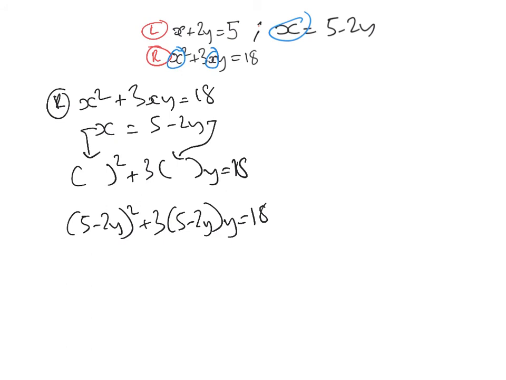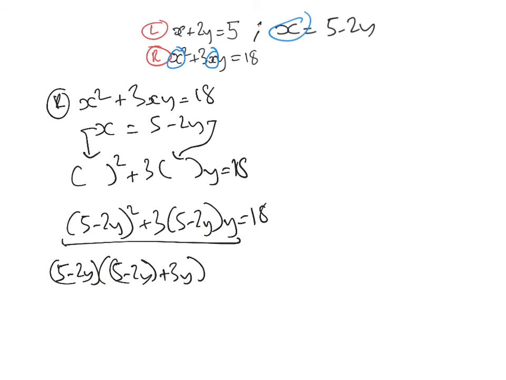So we could just multiply everything out, but as we're nice, clever mathematicians, we could recognize, and this is just a technique, that both of those terms have 5 minus 2y in them. So we could take 5 minus 2y out as a factor, which leaves 5 minus 2y as a factor there, plus 3y equals 18. So 5 minus 2y here. So 5 minus 2y plus 3y is 5 plus y. Isn't it? Well, hopefully equals 18, and that's much easier to multiply out and sort out, isn't it?